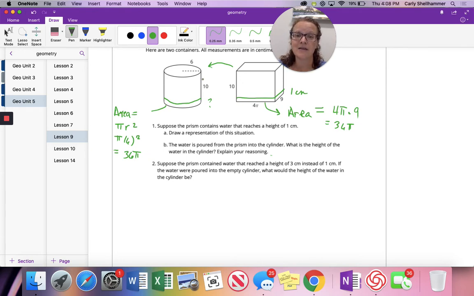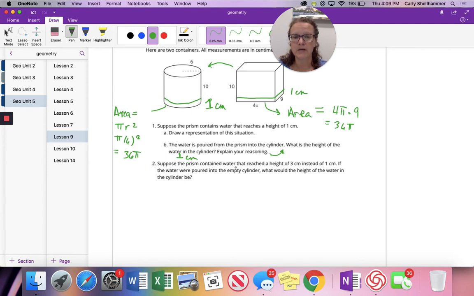The height is 10 for both, so this one is also going to be 1 centimeter, because you're taking the same area 1 centimeter high, same area 1 centimeter high. In essence, the same volume is going to fit in the same space of the other one. What is the height? 1 centimeter. The reasoning is the math. We did the area of the bottom of the prism and the area of the bottom of the cylinder, and the areas are the same.